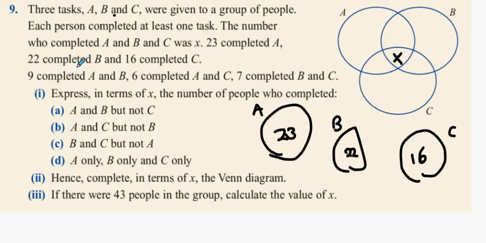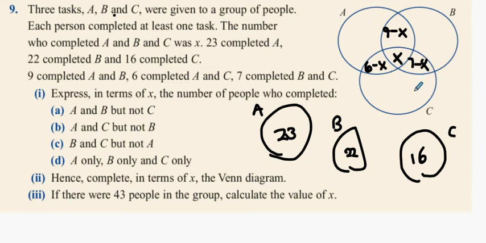So, alright, 9 completed A and B. So if 9 completed A and B, that means that has to be 9 minus X. Because when you add both of them together, it's 9. Because 9 of them have to complete in total. 6 completed A and C. So that means that has to be 6 minus X. Because when you add them together, you get 6. And finally, 7 completed B and C. That will be 7 minus X.